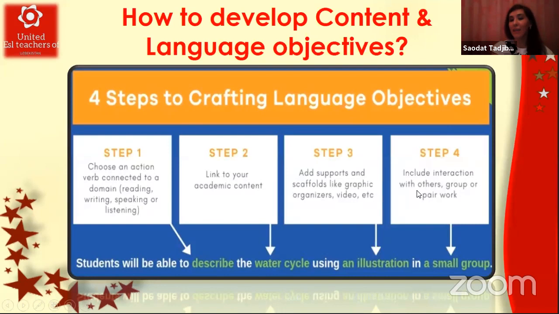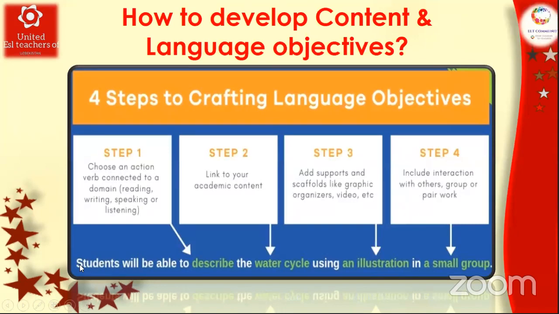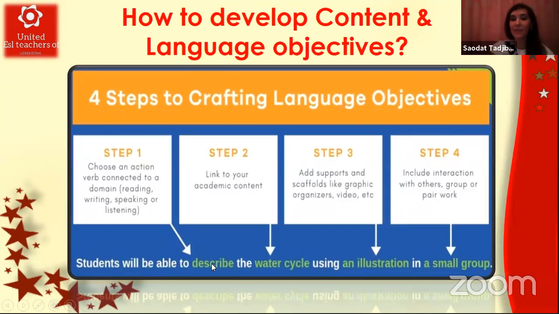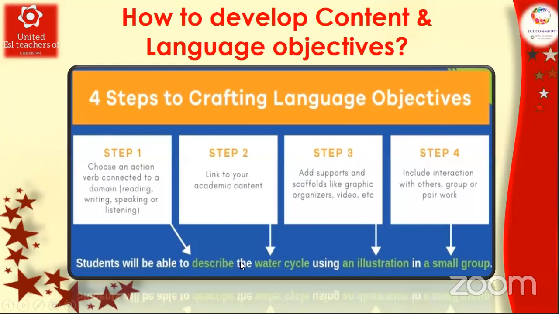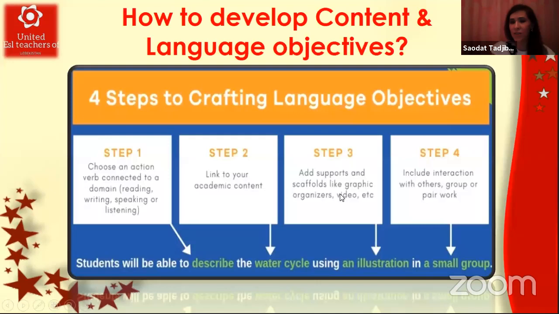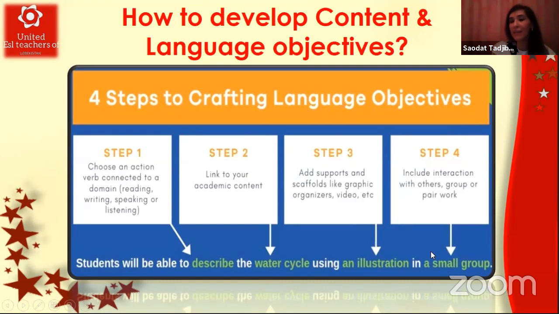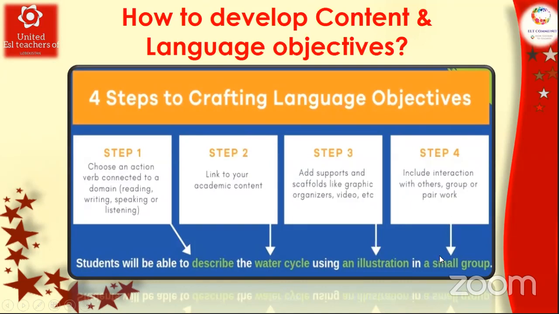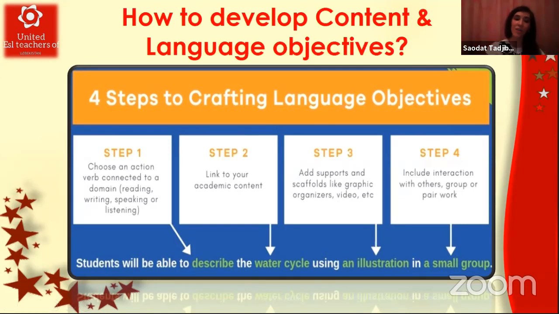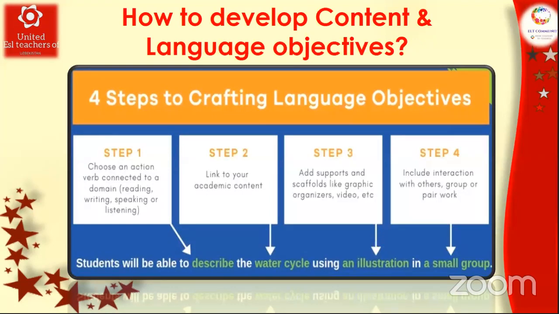In a group work, in pair. So students will be able to predict the story. The story about reading books in groups. You see, your language objective is ready. And at the end of the session, you will check if you have covered it or not.